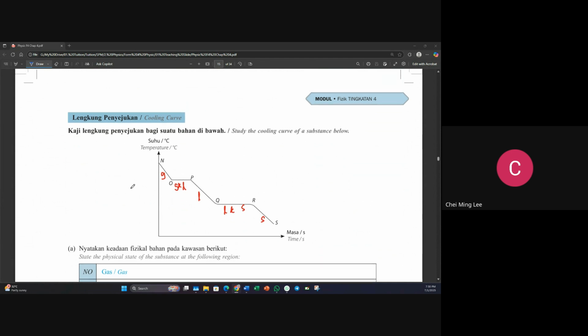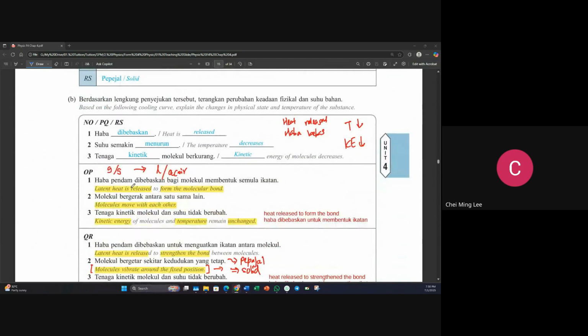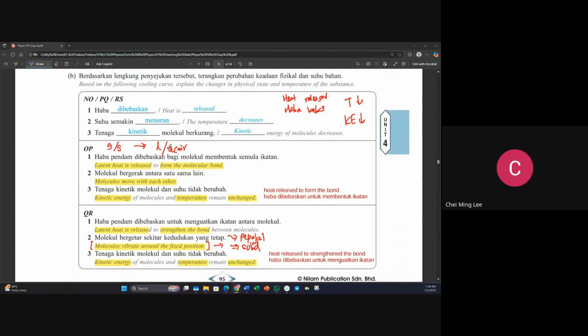Okay, so let's see whether you are correct or not. Now, for NO, PQ, and RS, the heat is released and the temperature decreases, and the kinetic energy contained is decreased. Okay. Now, OP, from gas to liquid.